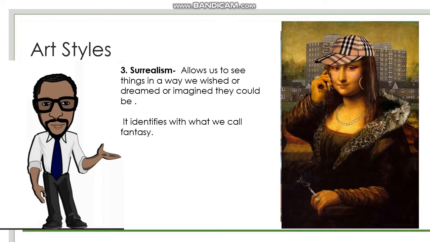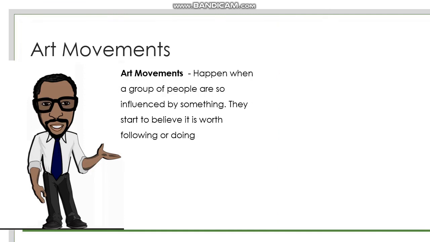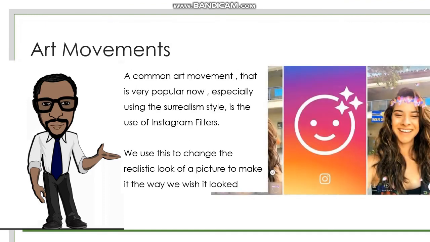Art movements happen when a group of people are so influenced by something, they start to believe it is worth following or doing. A common art movement that is very popular now, especially using the surrealism style, is the use of Instagram filters. We use these to change the realistic look of a picture to make it the way we wish it looked.